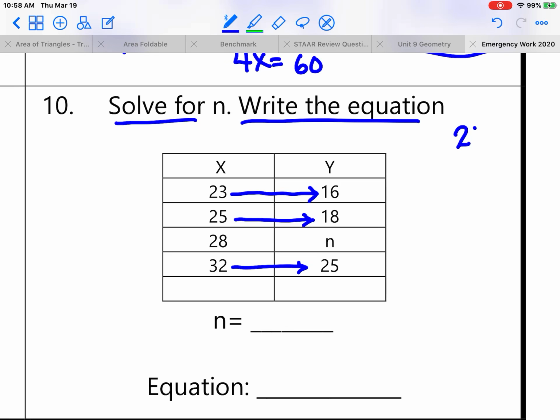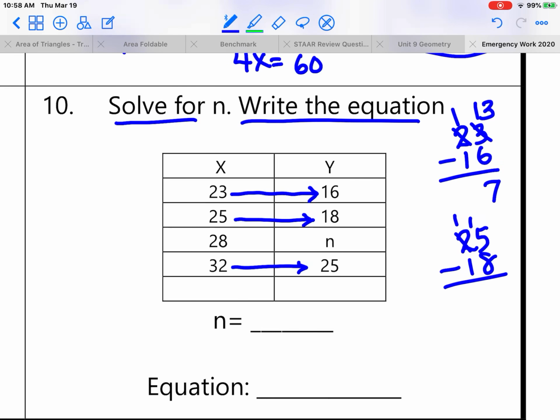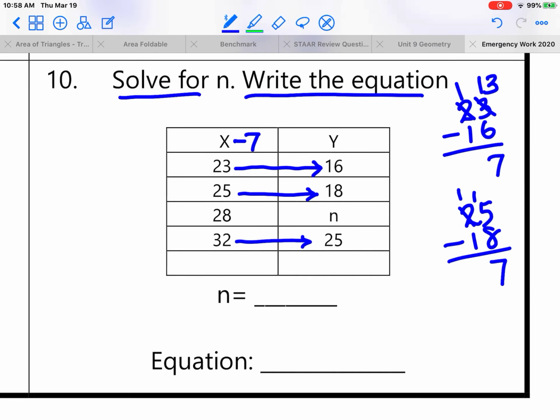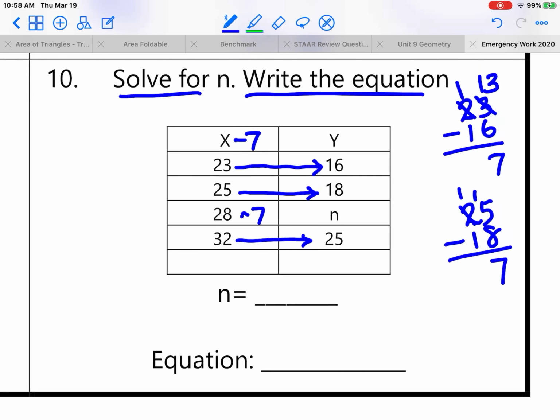If I subtract 23 minus 16, what is the difference? Let's see. 13 minus 6 is 7. So it looks like it might be subtracting 7. I'm going to double check, though, to make sure. What is 25 minus 18? Oh, 15 minus 8 is 7. Okay. So each time we're subtracting 7 from the x. So if I subtract 7 from 28, I'll get n. What is n? 21. 28 minus 7 is 21.